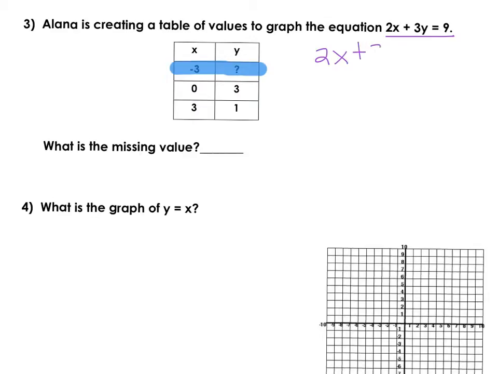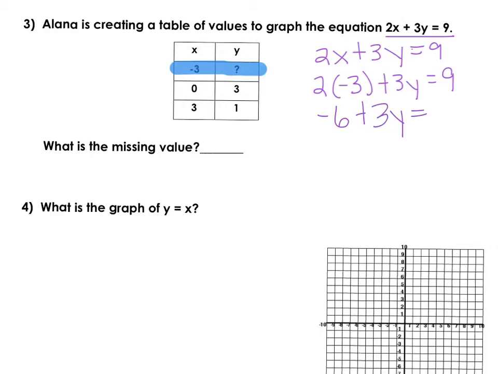So I'll write the rule. And you're probably noticing that this is looking a little different than y equals, so that's why I wanted to go over it with you to show you how to do it. So my input value is still going to be negative 3 for x, so I'll put in 2 times negative 3 plus 3 times y equals 9. Now we're going to solve for y. So I'll do 2 times negative 3, which is negative 6, plus 3y equals 9.